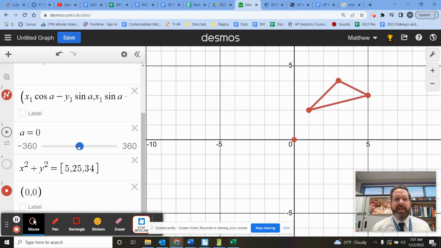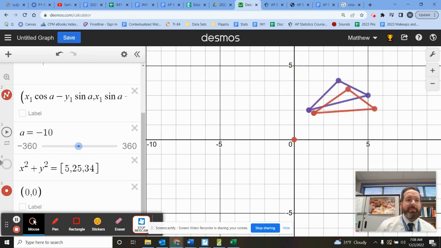Now I've set up this little slider here just so we can see how things look. So the shape itself doesn't change. It's still the triangle. It's the same triangle everywhere. But what does change is its location and its orientation.